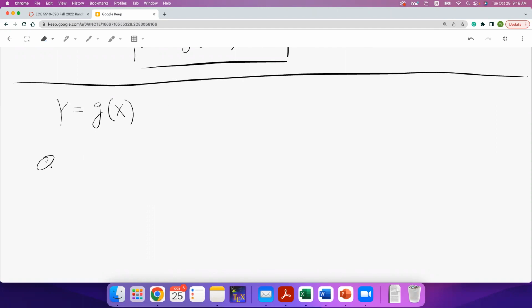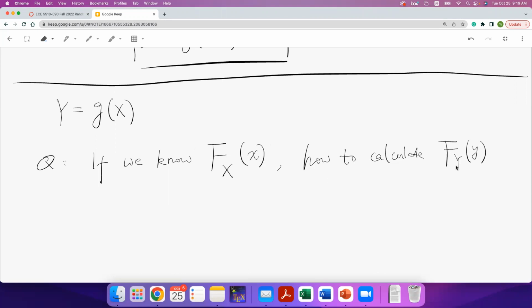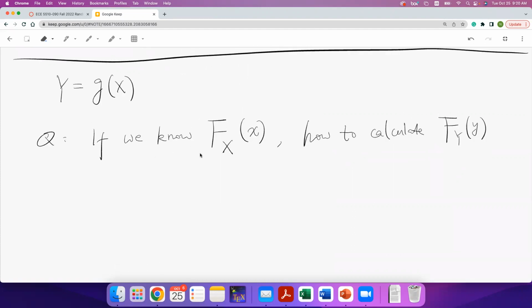Now, the question is that if we know everything about the random variable X, which means, for example, we know the CDF function. Once we know the CDF function, we basically know everything about this random variable. Now, suppose we are given this information, how can we calculate, for example, the CDF of Y? Because the CDF is the most fundamental characteristic of a random variable. So this is our first fundamental question. How do we calculate the CDF of a random variable that is a function of another random variable?